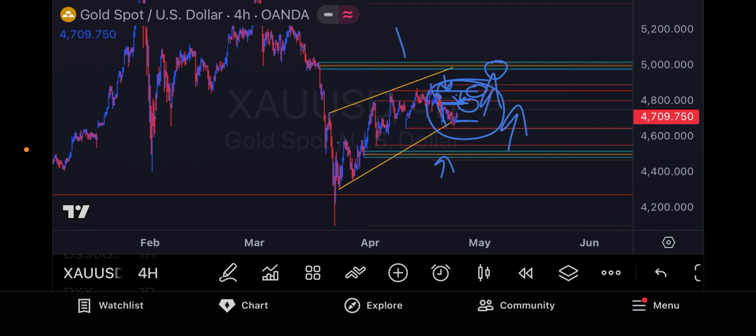So anyway, that's gold. That's my analysis. These are the areas that I'm looking to. I hope I was detailed enough. I hope I gave you guys a good enough roadmap of what my ideas are for next week.